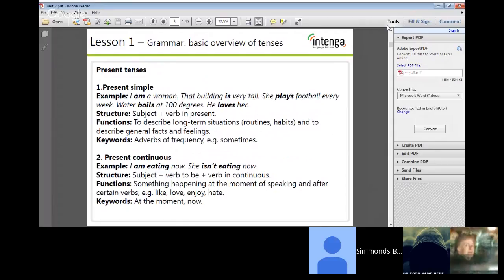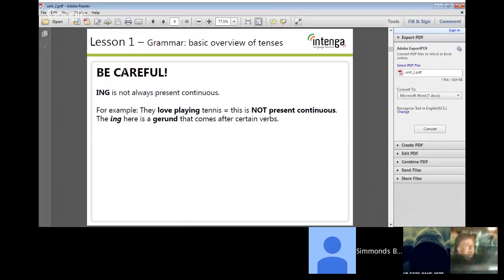So again, this is just a very quick review because there are many different tenses here. I'll go ahead and read this. Be careful, ing is not always the present continuous. There are many different reasons, okay? For example, they love playing tennis. This is not present continuous. This is called a verb pattern. That's when we have 2 verbs. Sometimes with verb patterns, we use the infinitive, with to. Other times ing, and other times just the base verb. In this presentation, it says the bare verb, okay?